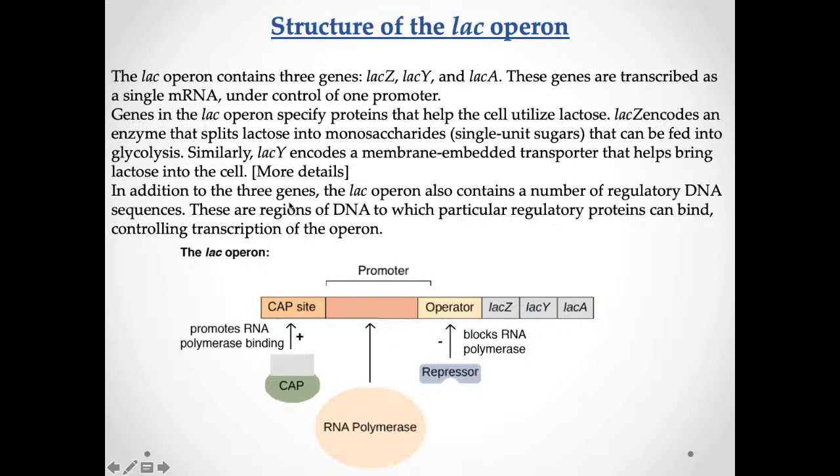In addition to the three genes, the LAC operon also contains a number of regulatory DNA sequences. These are regions of DNA to which particular regulatory proteins can bind, controlling the transcription of the operon. In the LAC operon system, here we can see the CAP site, and the promoter, the RNA polymerase binding site, and this is the operator site where your repressor binds, which blocks the RNA polymerase. Both are present, so we will see one by one how they function.